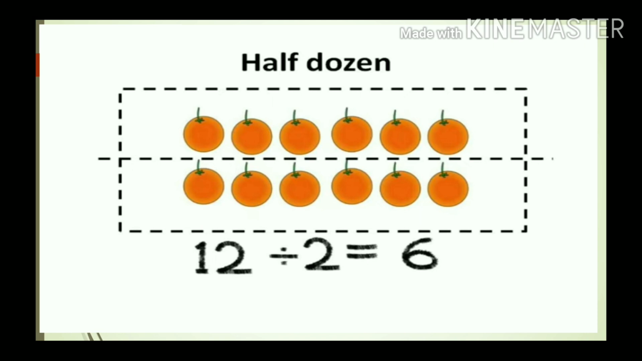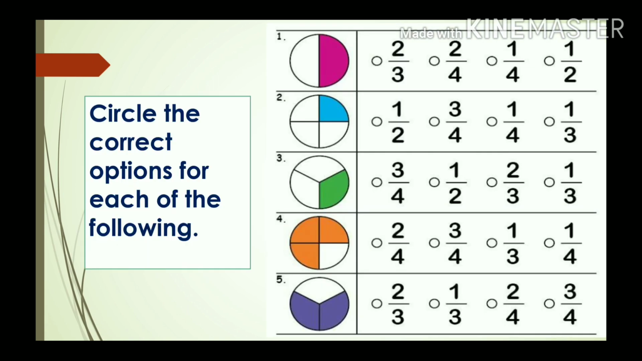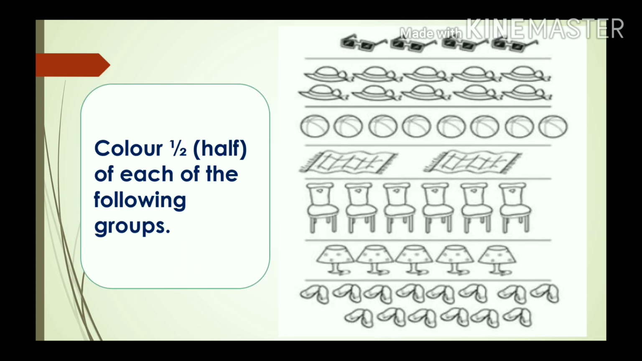Hope you have understood all these points. Now let's see some activities I have given. Here you have to circle the correct option for each of the following. See the circles and find out which fraction is correct for the given circle. In the next one, some groups are given and you have to color the half of each of the following groups.